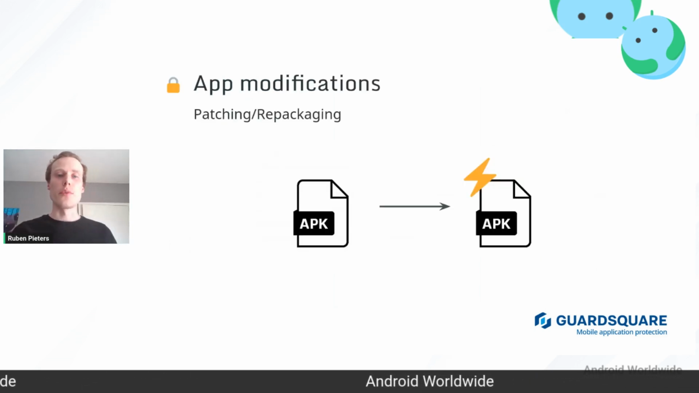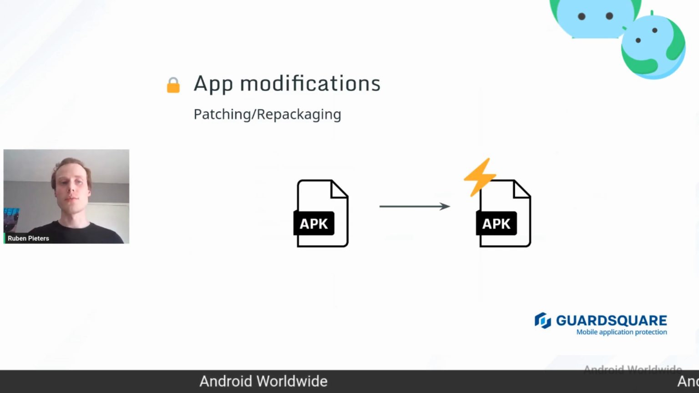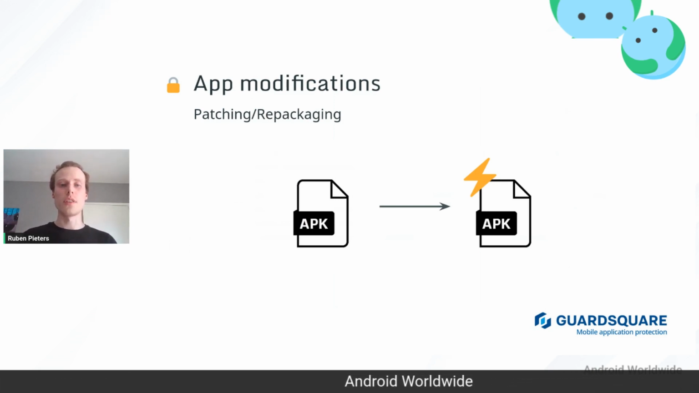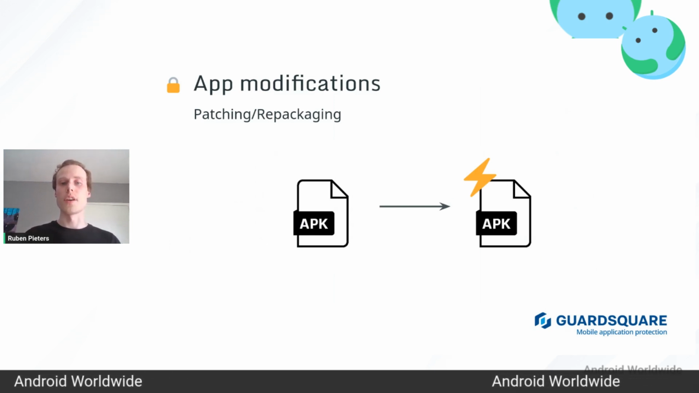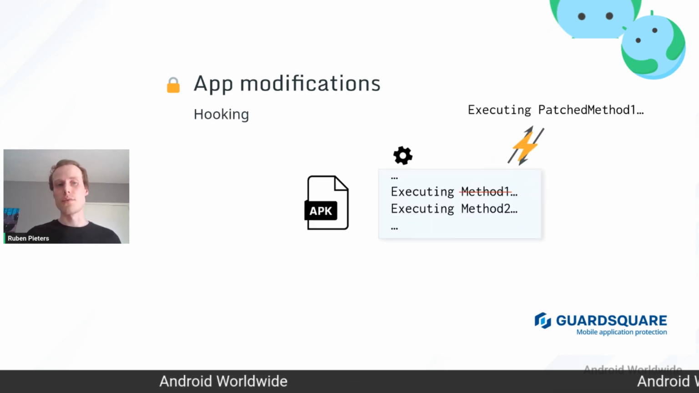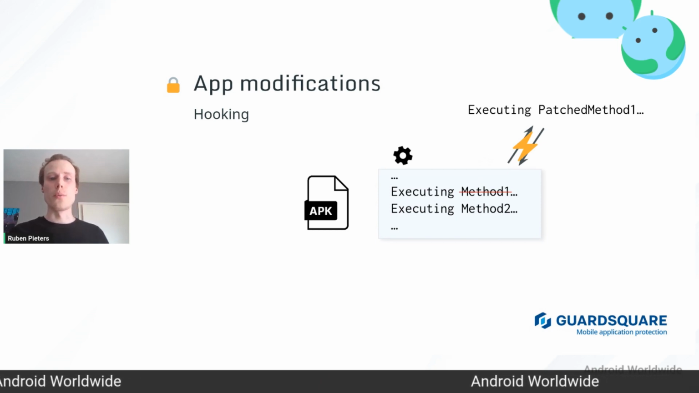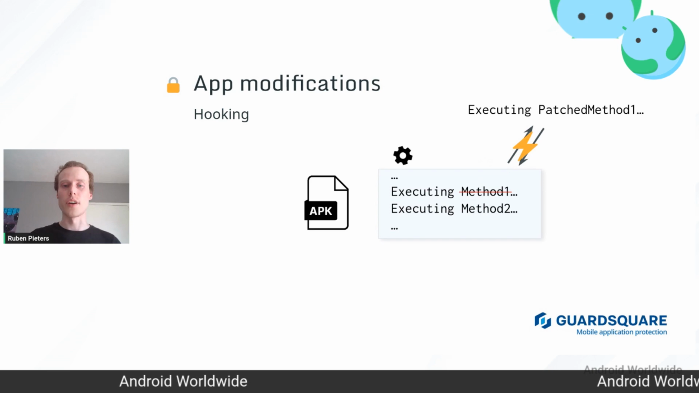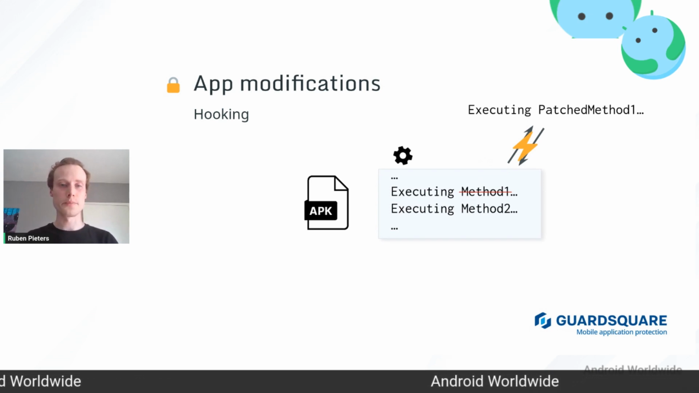And there are two main ways of doing modifications. One of them is patching or repackaging the APK, which is creating an entirely new APK based on the old one, but doing some modifications on it. So when we run this new APK, it will have different behavior from before. Another way is dynamically modifying or hooking the app, where we run the original APK, and while it's executing methods, at certain specific points we say, okay, instead of executing this method 1, actually execute this patched method 1 instead, and then we can modify the behavior of the original APK while it's actually running.